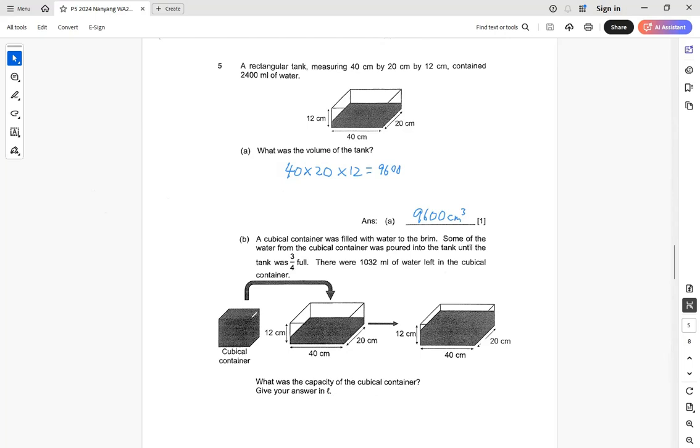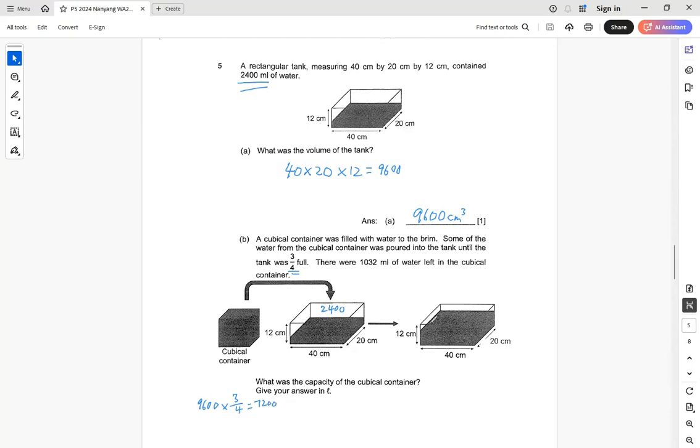So this one is fully filled. This is your tank. Your tank originally has 2400 ml already. So right here, this one has 2400 ml. Water was poured inside until it became 3/4 full. So what we should find out is what is the volume when this tank is 3/4 full. We know when it's fully filled is 9600. So when it's 3/4 filled, 9600 times 3/4. I repeat, if you want to find the fraction of a number, you just take the number times the fraction. So 9600 times 3/4, you will get the answer 7200.